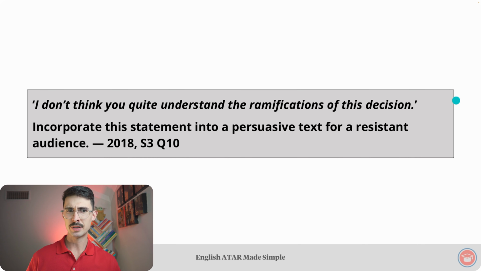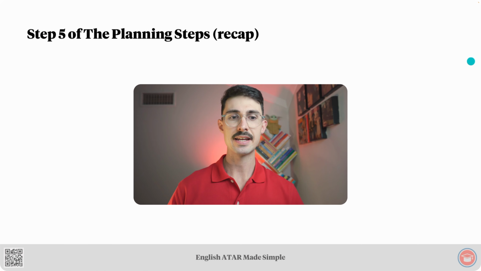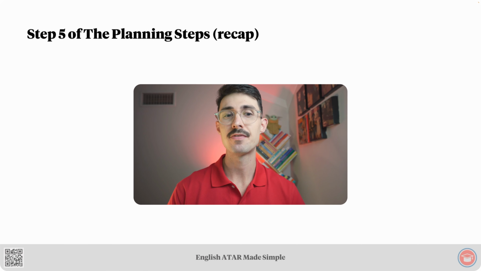Let's turn to example number 1. Here's our question for example number 1. I don't think you quite understand the ramifications of this decision. Incorporate this statement into a persuasive text for a resistant audience. And here is a quick recap of step 5 of the planning steps that we addressed in the previous lesson.